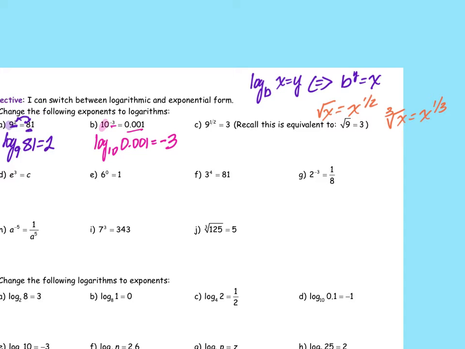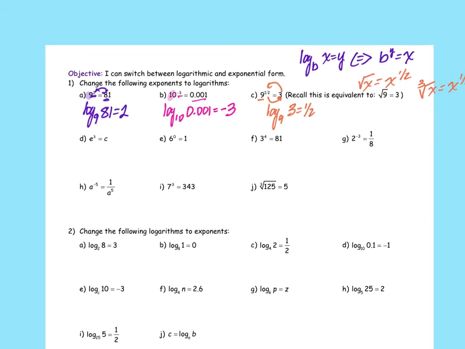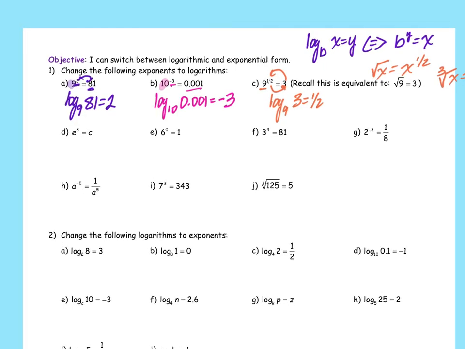So I'm going to rewrite this again. So it's going to be log base 9 of 3 equals 1/2. There's another way you can draw your arrows about it. So I really would like you to try and do D, E, F, G, H, I, and J in the chat box. Okay, so we're going to go ahead and start going over these.